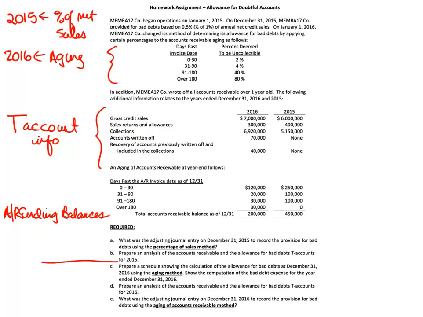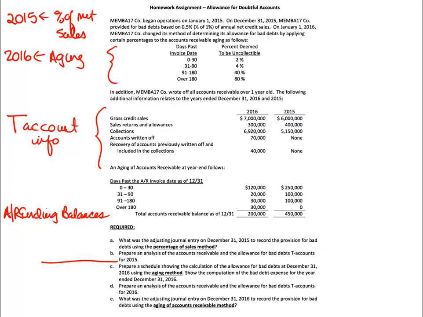All right, your homework. Part A and Part B is based on the percentage of sales method, and Part C, D, and E is based on the aging. So where you start is you'll start with 2015, and everything in 2015 is based on a percentage of net sales. So make sure you compute net sales. 2016 is based on the aging method of accounts receivable.